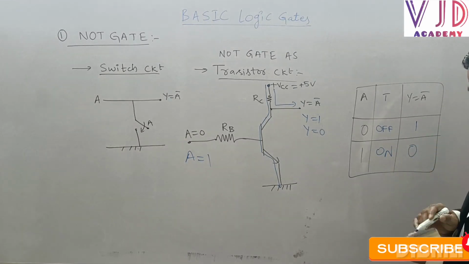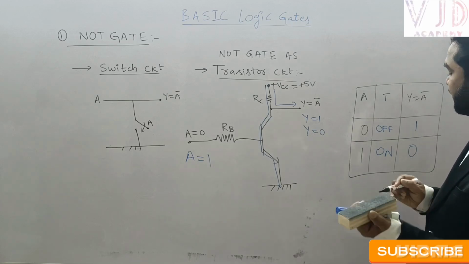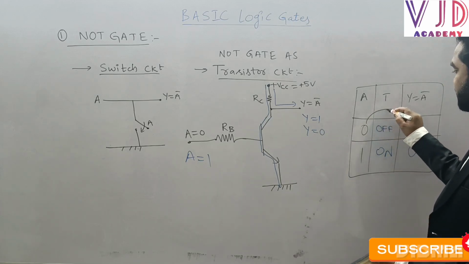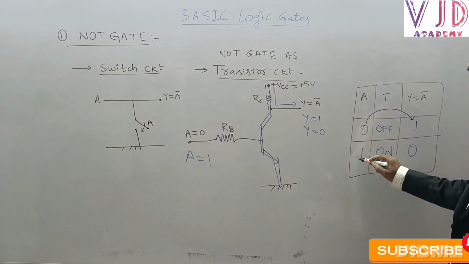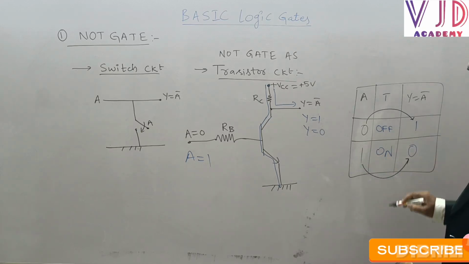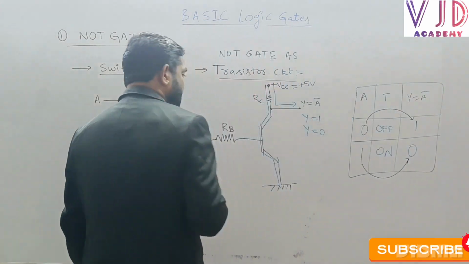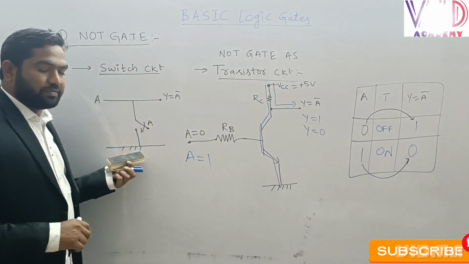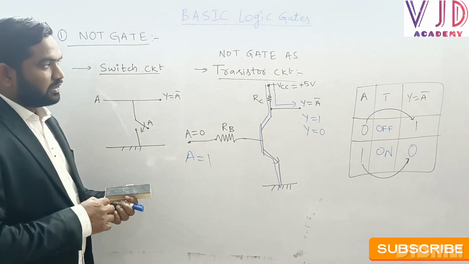So what I am trying to tell you here is, based upon this truth table, the moment when I give input A equal to 0, output is 1. And now the moment when I give input A equal to 1, output is 0. So this is how we can understand NOT gate operation with the help of a transistor, and with the help of a switch circuit. So these are the properties of NOT gate.